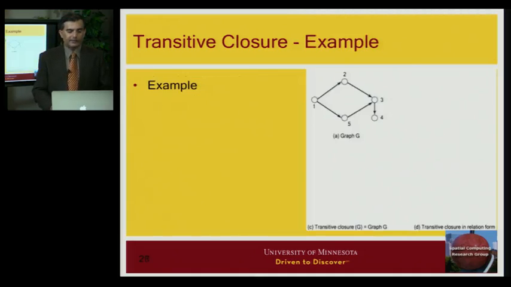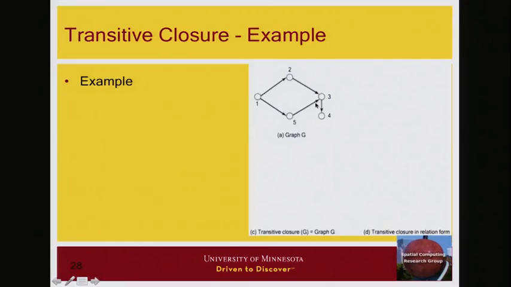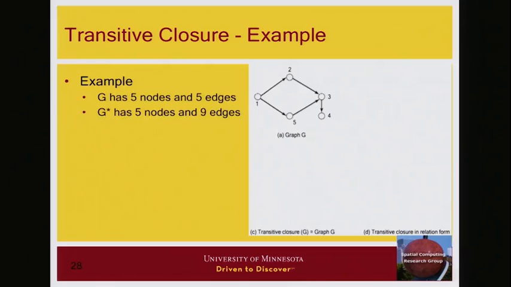To illustrate this, let's look at a very simple graph. Here we have a graph with 5 nodes, 1, 2, 3, 4, 5, and you also see 5 edges. This is your basic graph G. Now if we were to look at its transitive closure, it will have the same set of nodes, so 5 nodes, but many more edges, which will represent all possible paths. Here if you look at G star, it has 5 nodes and 9 edges, and here is the picture of that. You see the same 5 nodes show up here, but the set of edges is richer.